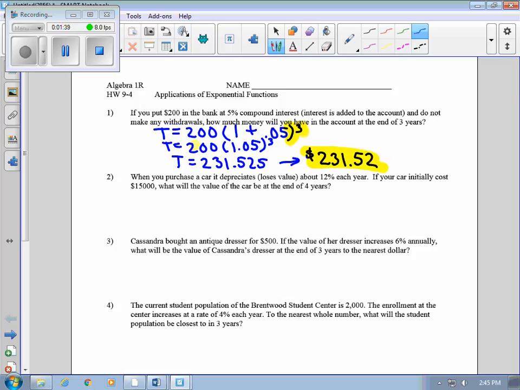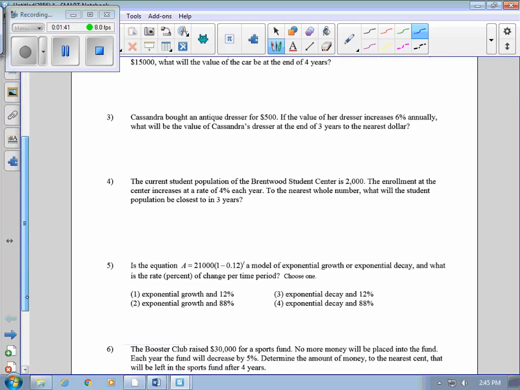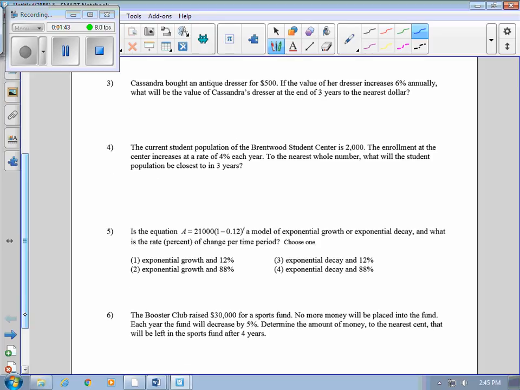Let's go on to question 3. Cassandra bought an antique dresser for $500. If the value of her dresser increases 6% annually, what will be the value of Cassandra's dresser at the end of 3 years? So right away I look at that 3 years and go, oh, I think that's going to be up in my exponential increase there. We have our 500, which will be at the beginning there. And anything else we want to say? The 6%, which we know is 0.06, and we have a 1 that we have to add in there.